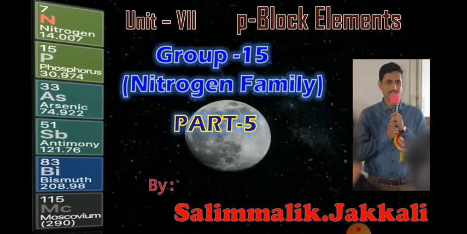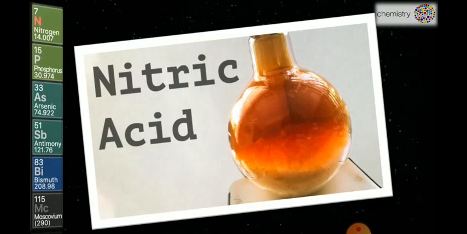It's the nitrogen family study of the P block elements chapter. The elements present in the nitrogen family are nitrogen, phosphorus, arsenic, antimony, bismuth, and moscovium. We are studying one important compound of nitrogen, that's nitric acid.